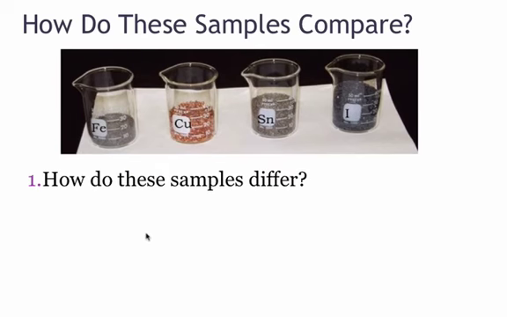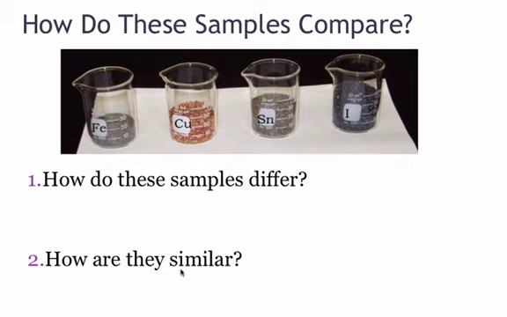So we want to take a quick look at these samples and compare them. How do these samples differ? Well, we can see they differ in color, they differ in shape, and they also differ in volume and mass, if we remember back to what their masses were. How are they similar? They're similar in that they all contain 6.02 times 10 to the 23rd atoms of that element. So each of these has the same number of atoms in each sample.